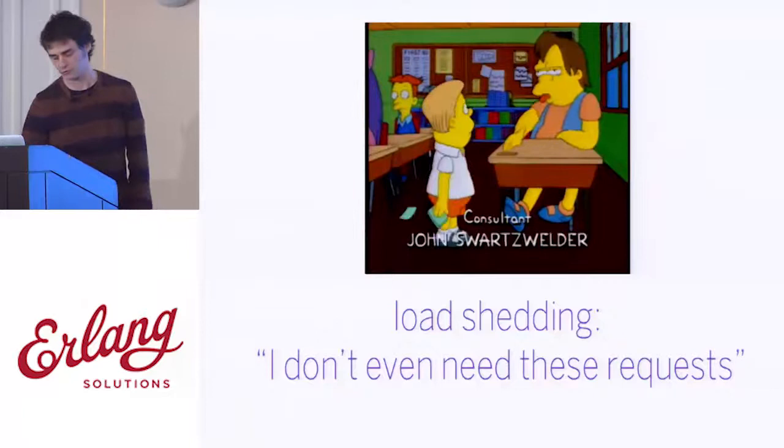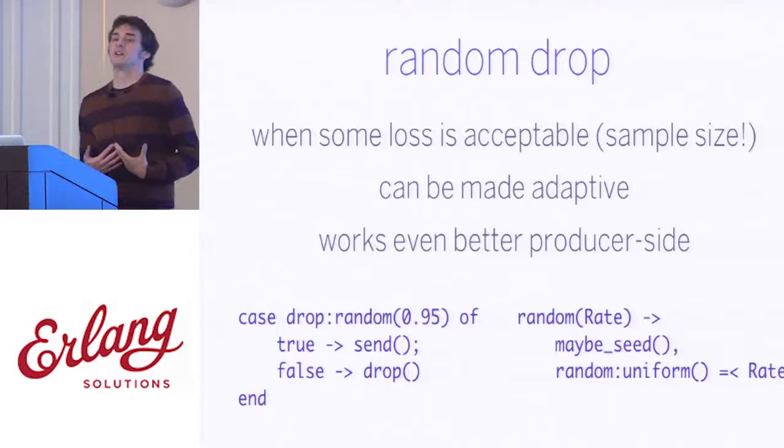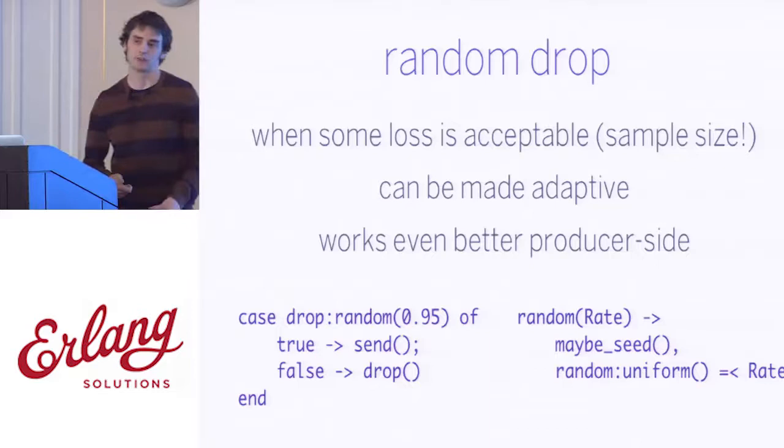So one of the first implementations you can have for load shedding is random dropping. Random dropping is something you can implement as a receiver, but it's kind of inefficient because it means you still have to get all the data inside the system before throwing it on the floor. Random drop is really, really nice when you do it producer side.